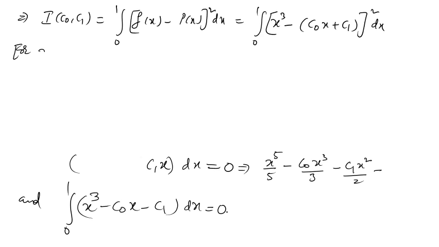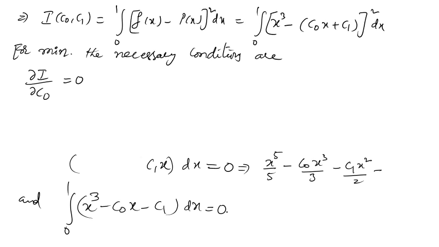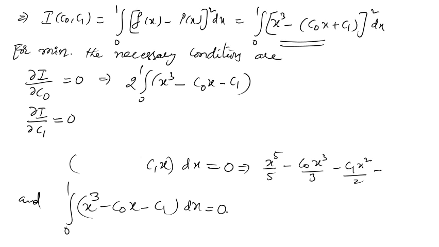For minimum, the necessary conditions are: the first one, dou I by dou c0 equal to 0, and another one, the partial derivative of I with respect to the arbitrary constant c1 is 0. First with respect to c0: 2 into the integral from 0 to 1 of x cube minus c0 x minus c1, and with respect to c0 the coefficient is minus x, dx equal to 0, right?